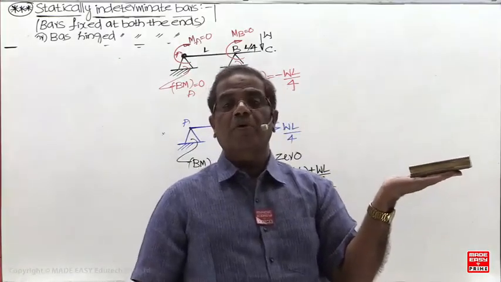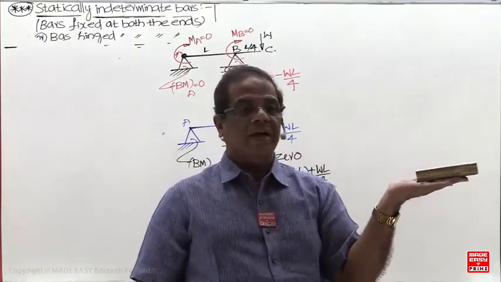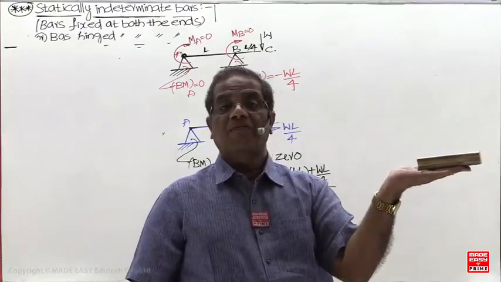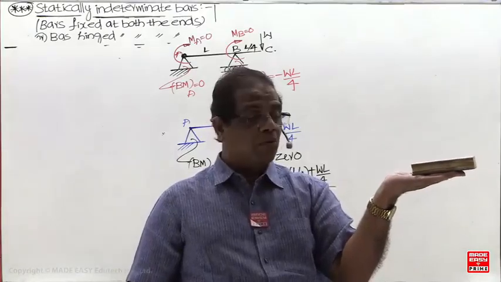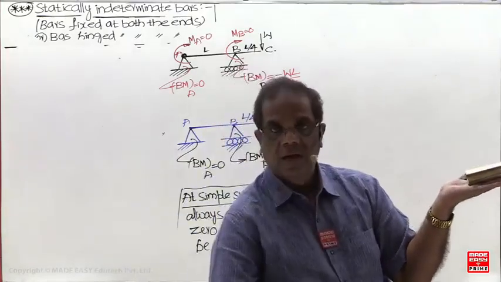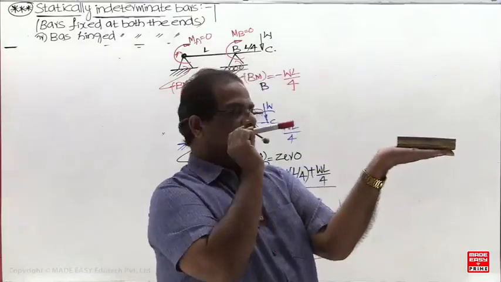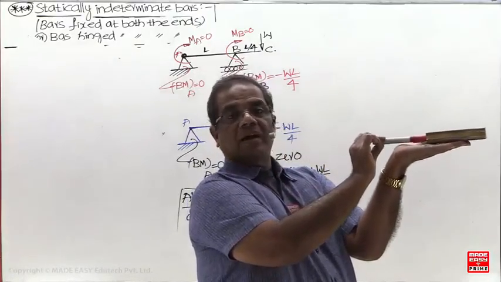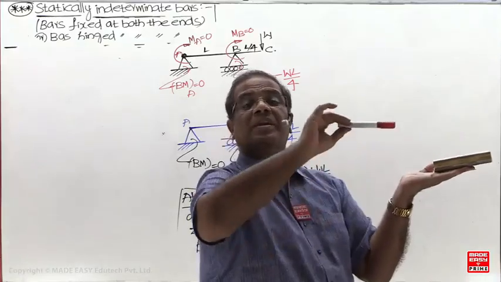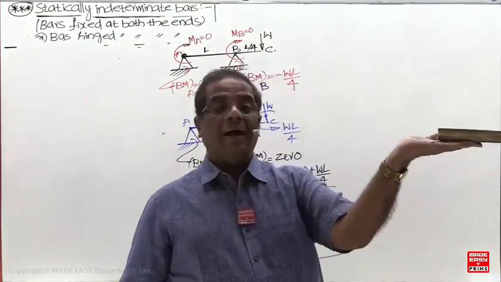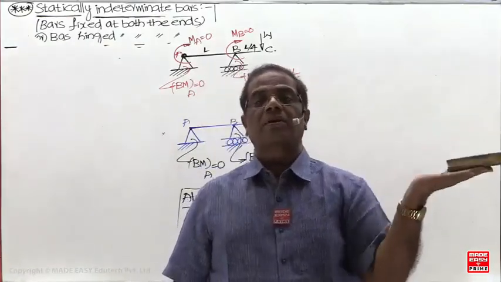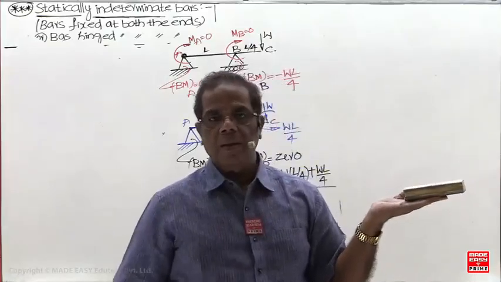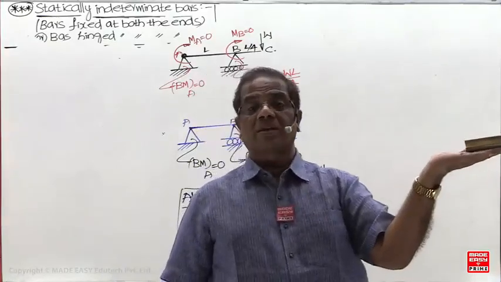How to decide the support? Which motions are permitted? Here vertical motion is restricted, only vertical motion is restricted. Now you can see this is the axial load, and axial motion is permitted. Once axial motion is permitted, it means a roller support. So my hand is treated as a roller support.